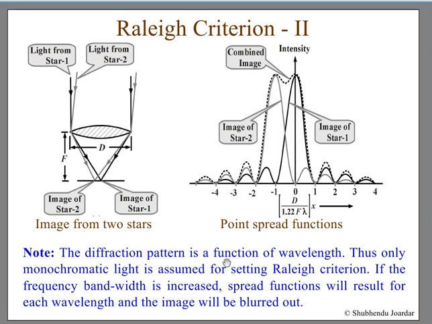The diffraction pattern is a function of wavelength. Thus only monochromatic light is assumed for setting the Rayleigh criterion. If the frequency bandwidth is increased, spread functions will result for each wavelength and the image will be blurred out. So if you have a band of frequencies, then there will be many such point spread functions of different widths, and so ultimately what you get is a blurred out image.